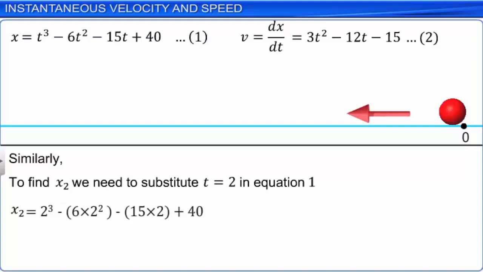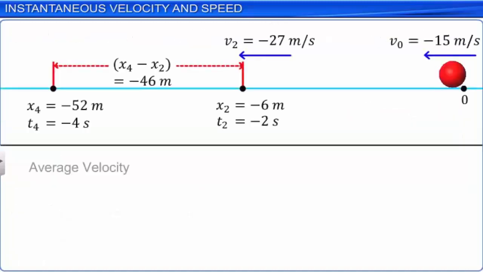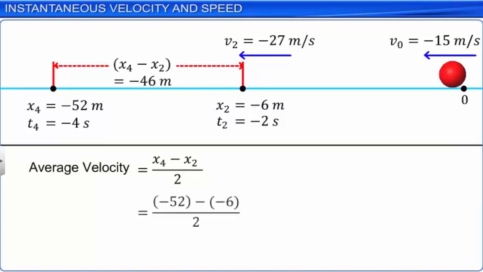Average velocity is equal to (x4 minus x2) by 2, which is minus 52 minus of minus 6 by 2, equal to minus 46 by 2, which is equal to minus 23 meters per second. Therefore, the average velocity between t is equal to 2 seconds and t is equal to 4 seconds is minus 23 meters per second.